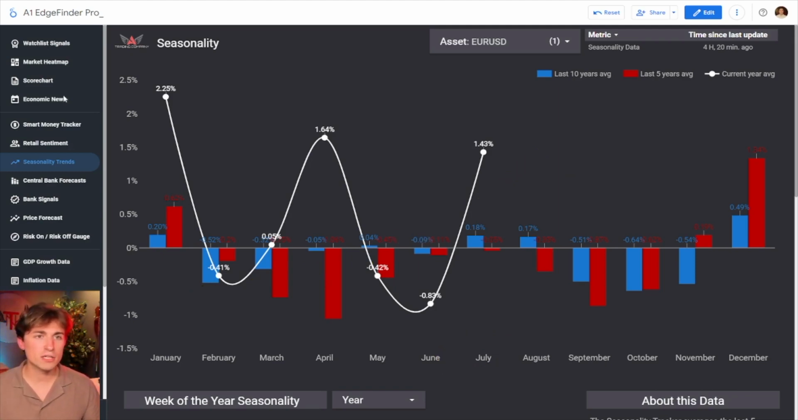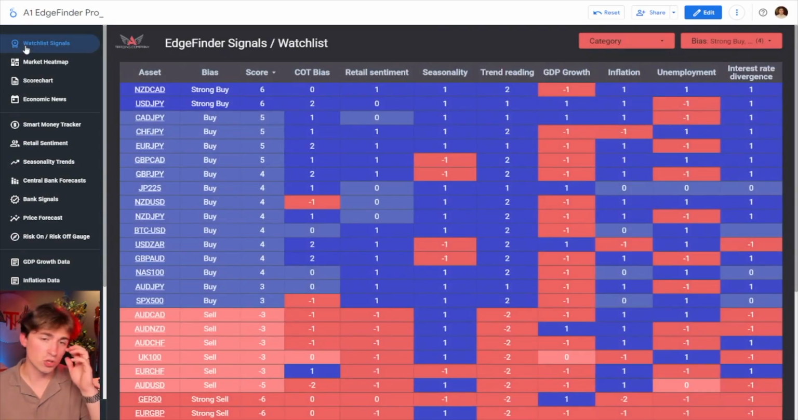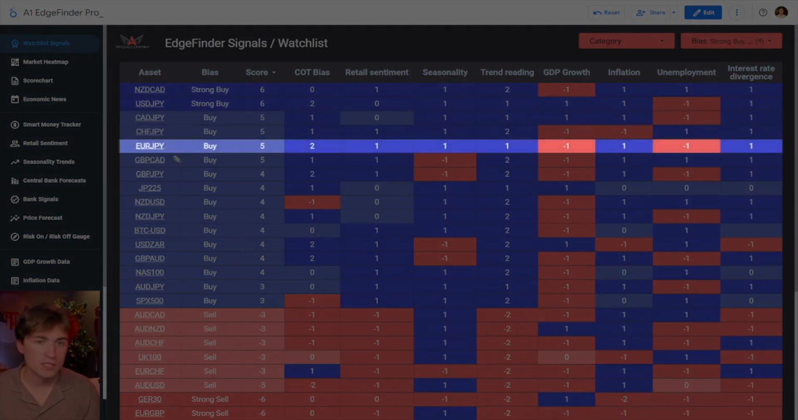So it is a slight positive expectancy, but nothing particularly crazy. However, we can take a look at the watch list and see if we can find anything euro specific that looks better. For example, what about EURJPY? EURJPY does actually get a buy rating on the EDGEFINDER. COT data looks really good. We'll come back to that in just a moment.